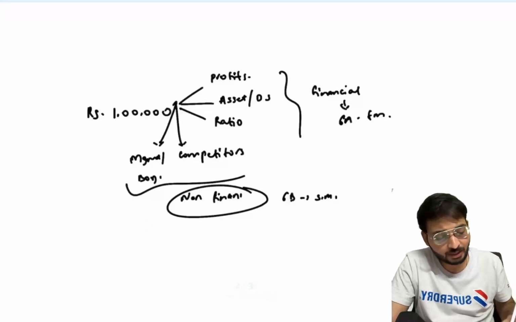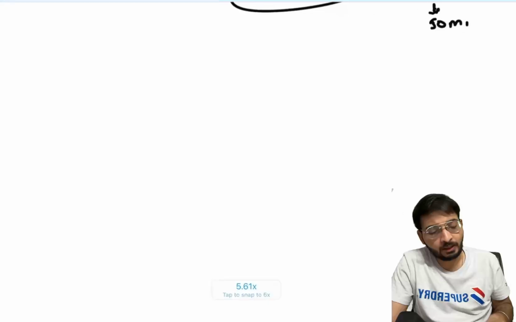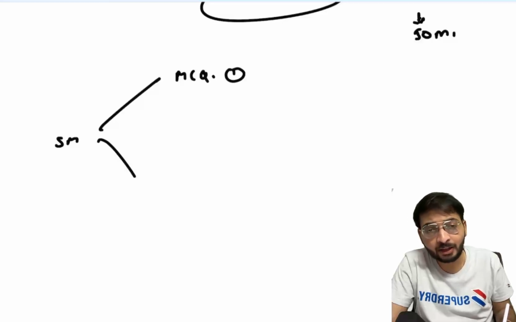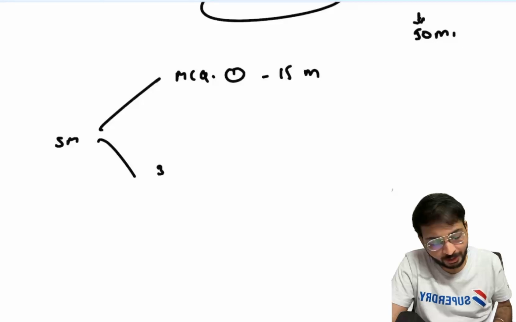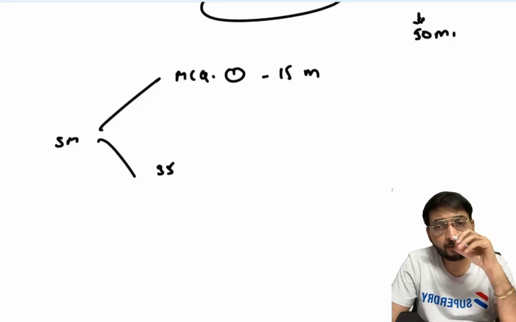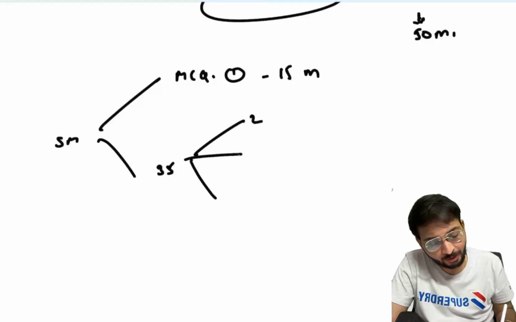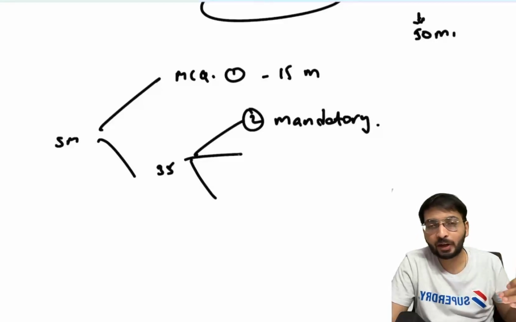Now SM is for 50 marks, and FM is for 50 marks. In SM, we have MCQs, which is question number 1 for 15 marks, and the rest you will have theory to write for 35 marks. 100% this is a theory paper. The second question is a compulsory question. You have to write it, no choice.